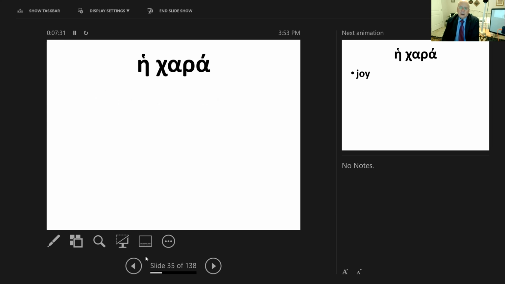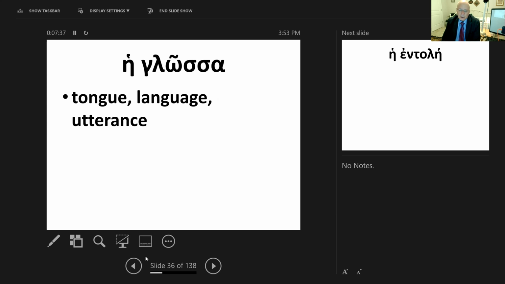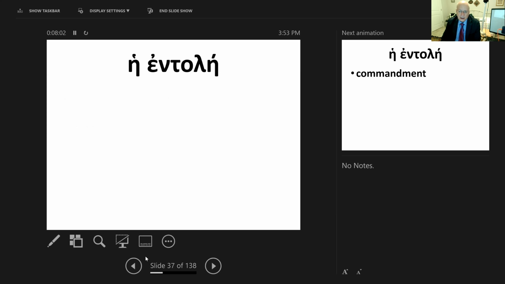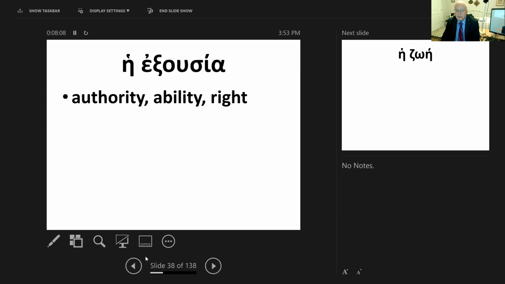And these words are all in your vocabulary, except for this one. I want to add this one as well, he glossa, because we like to have at least 3 words that are like doxa, that are declined the same. Glossa means tongue, or language, or utterance. Your mother tongue is a glossa. Your language is glossa. We have the word entole, which means commandment. We have the word exousia, which means authority, ability, or right.